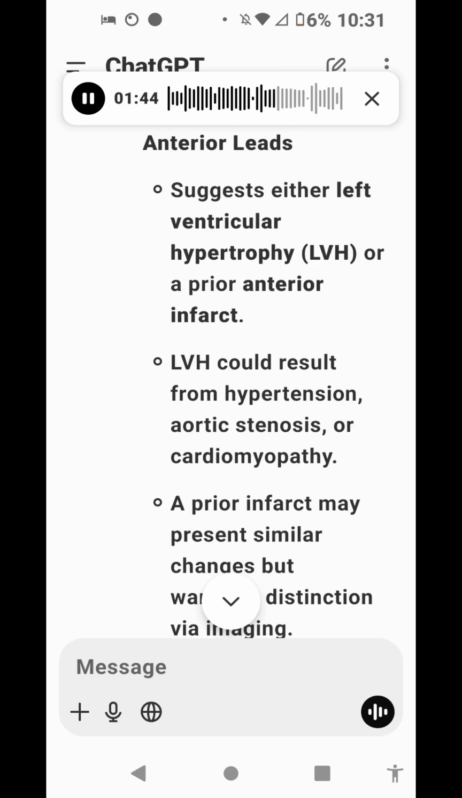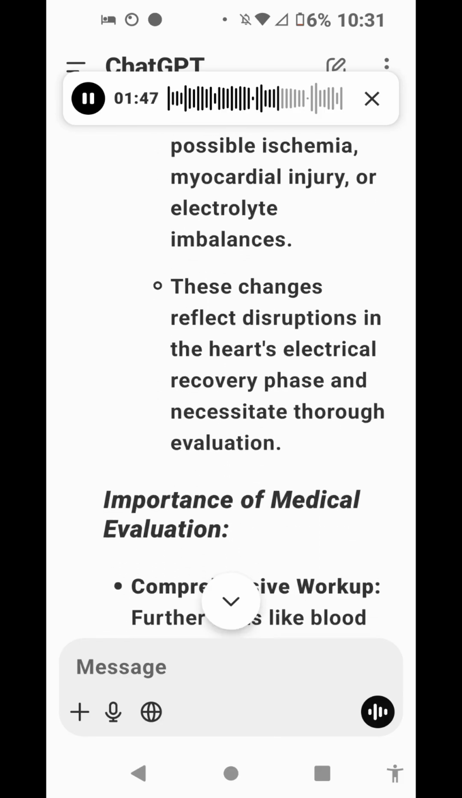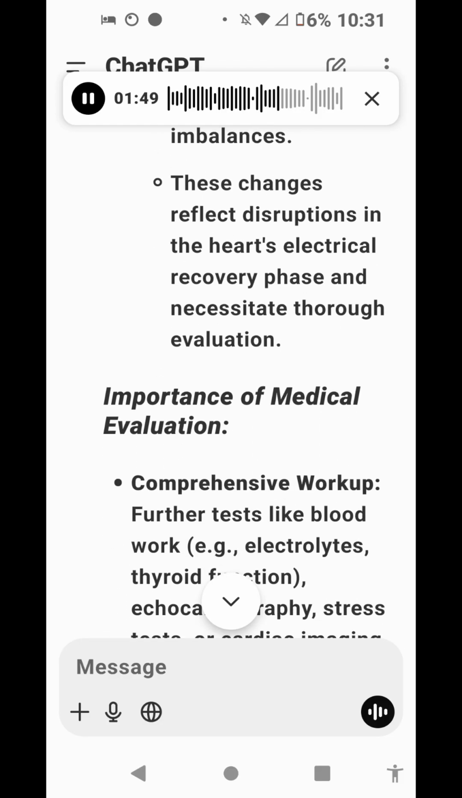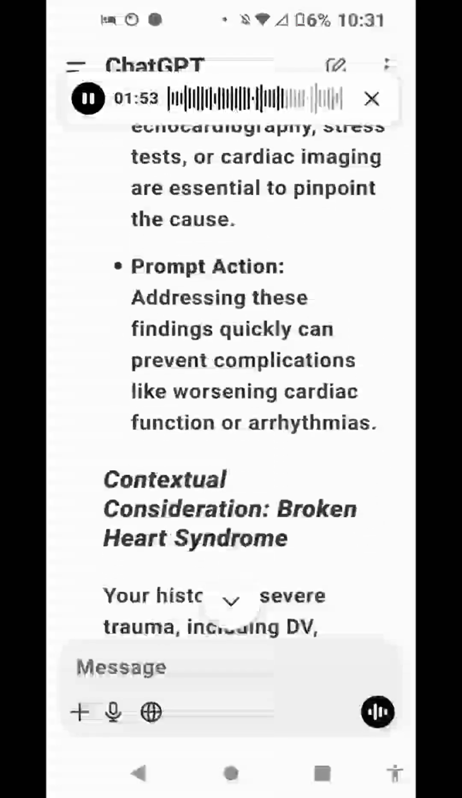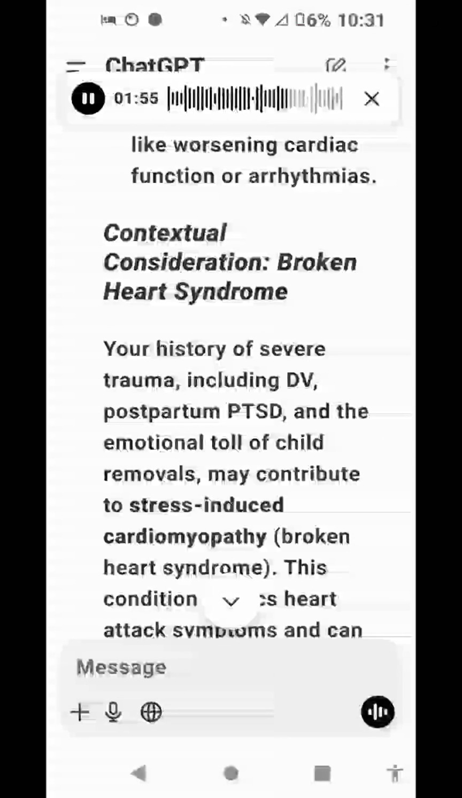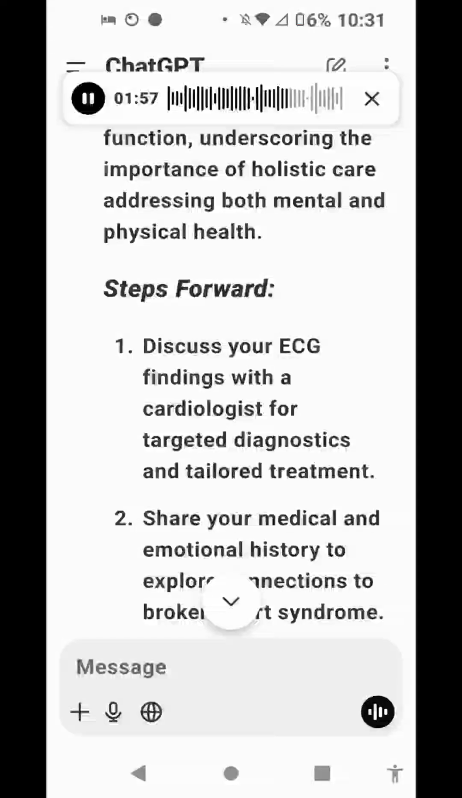Contextual consideration. Broken heart syndrome. Your history of severe trauma, including DV, postpartum PTSD, and the emotional toll of child removals may contribute to stress-induced cardiomyopathy, broken heart syndrome. This condition mimics heart attack symptoms and can manifest on ECGs with abnormalities similar to ischemia or infarction. Emotional stress can directly affect heart function, underscoring the importance of holistic care addressing both mental and physical health.